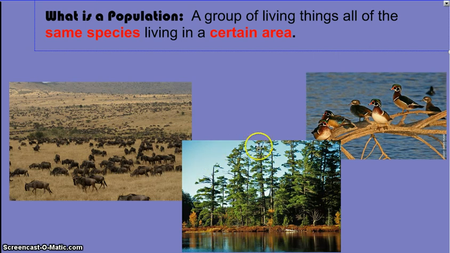Here in this picture, this is from northern Minnesota. This is a picture on a lake. These trees right here are all the same species, white pine, Pinus strobus. Just because they're plants doesn't mean they don't have populations. Plants have populations too, so this is a population of pine trees. And if this is a little bit of an island right here, you could say the population on this island, if it was a certain area.